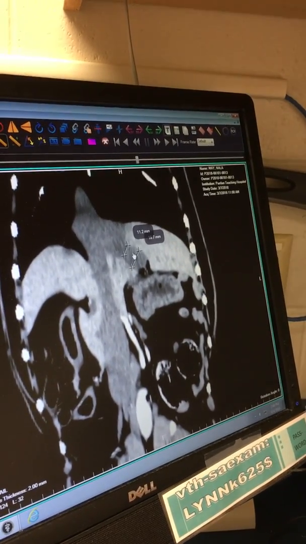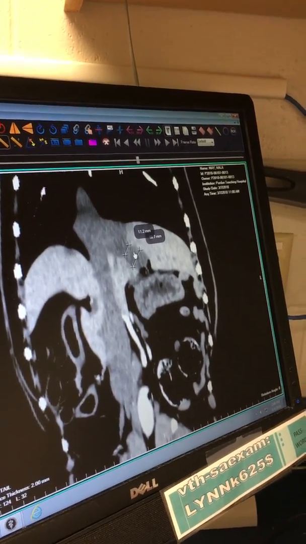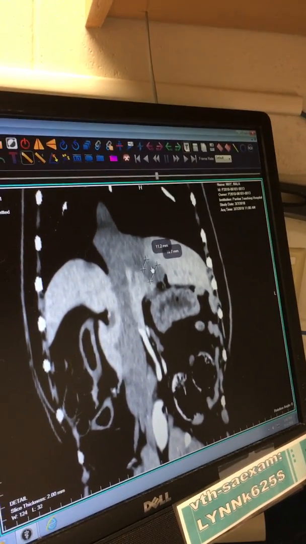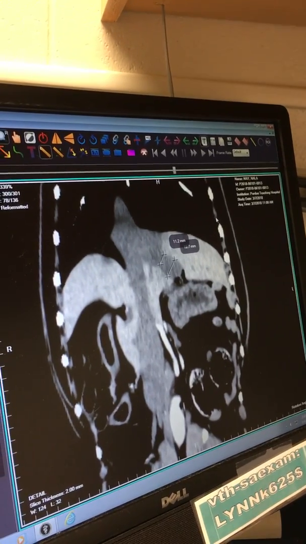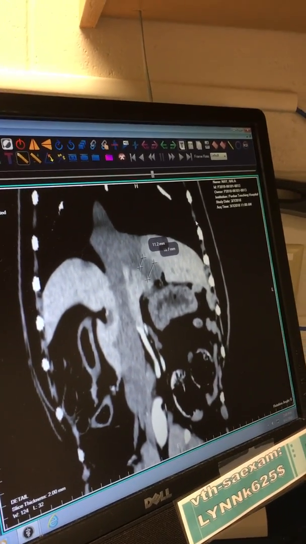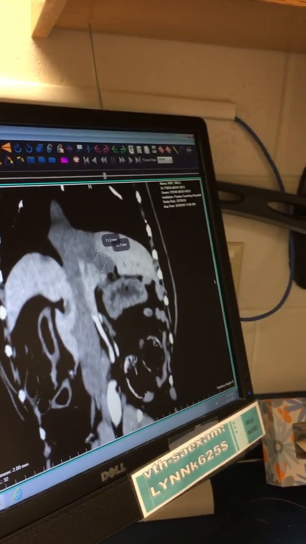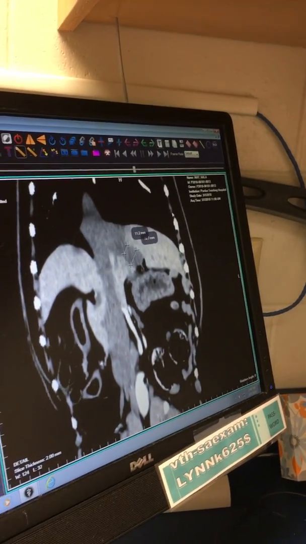That's what I was wondering. Would you ever have it where the opening's so big that the plug doesn't stay? And if it does come out, then what happens? Well, it's on a delivery cable. And so if it's not stable, we're not going to leave it. So we can move it back and forth.